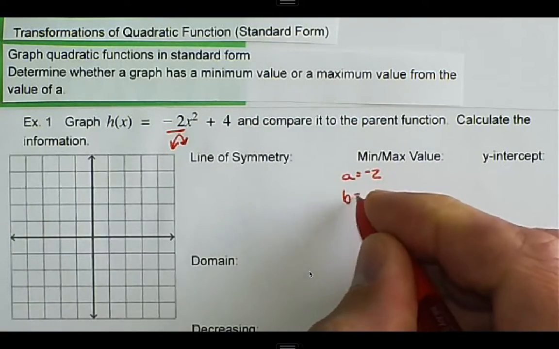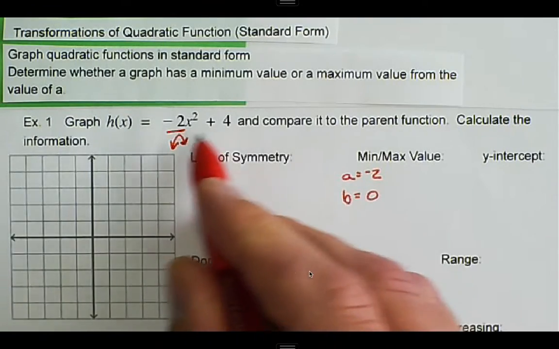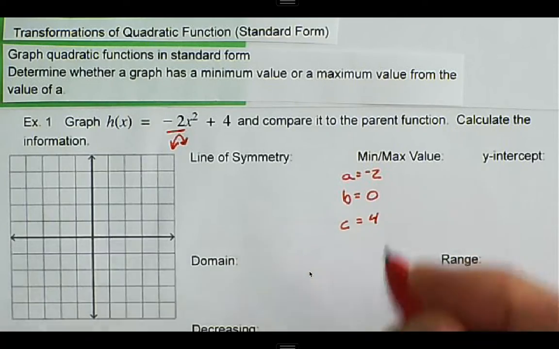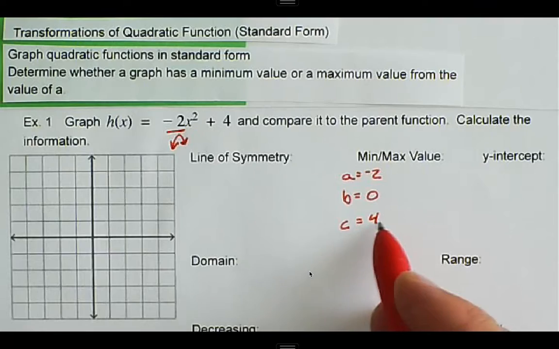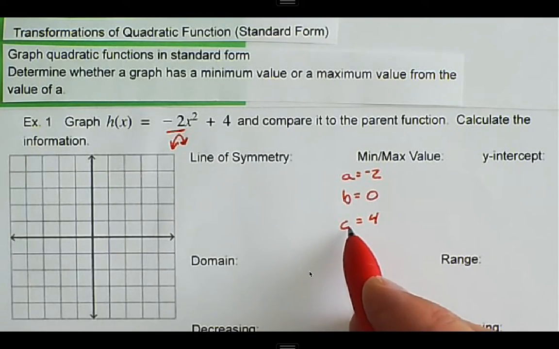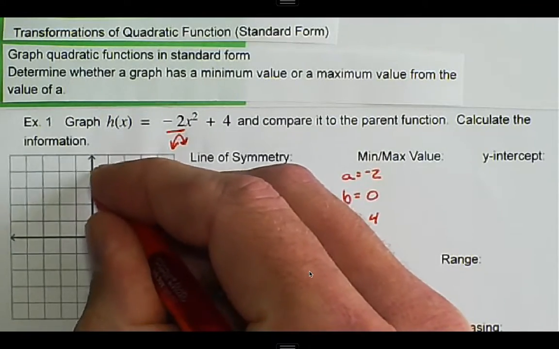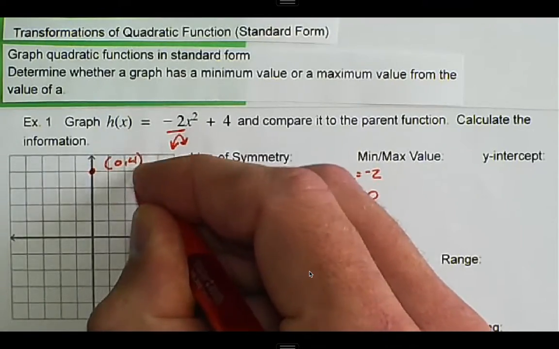The b value is going to be equal to 0 because there's no b value there. And the c value is equal to 4. So I know that my y-intercept is going to be the point (0, 4). So 0, 4, right there, that is my y-intercept.